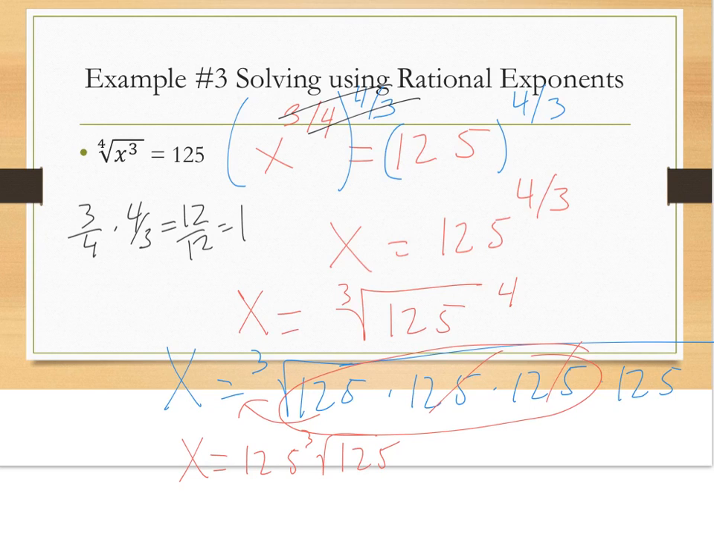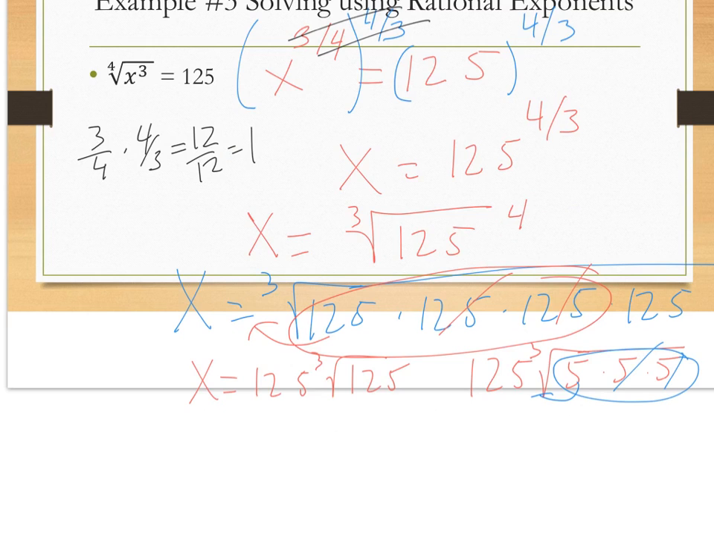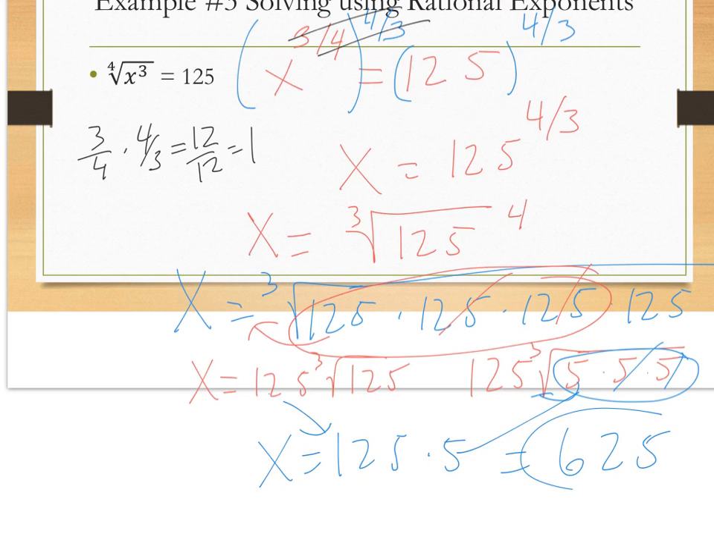Much simpler. I can still simplify this further because 125 can be broken down to 5 times 5 times 5. We have another set of 3. Taking out the 5, if I multiply those two, I end up with x equaling the 125 I took out originally times the 5 I took out from here, which gives me 625.